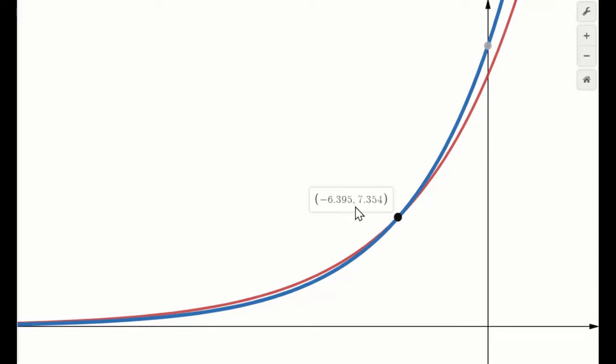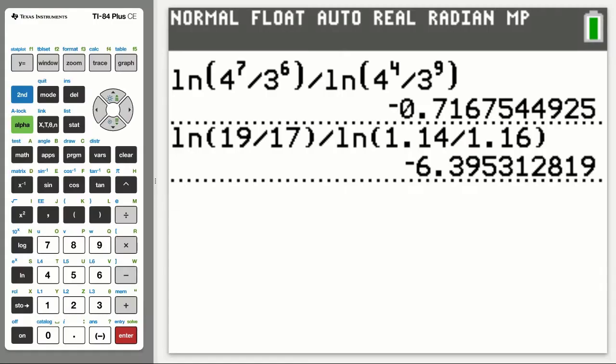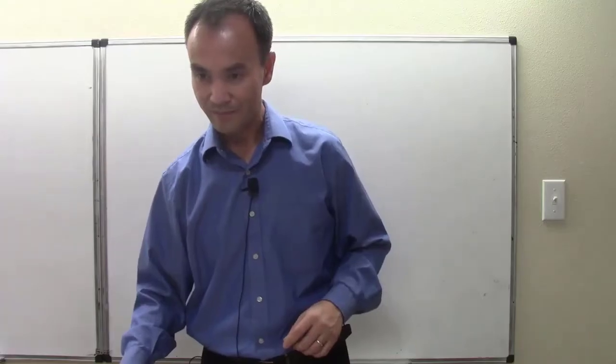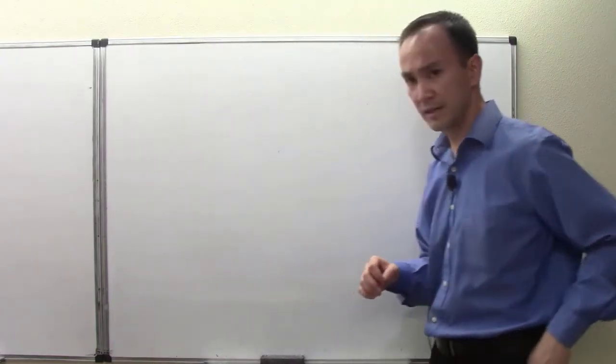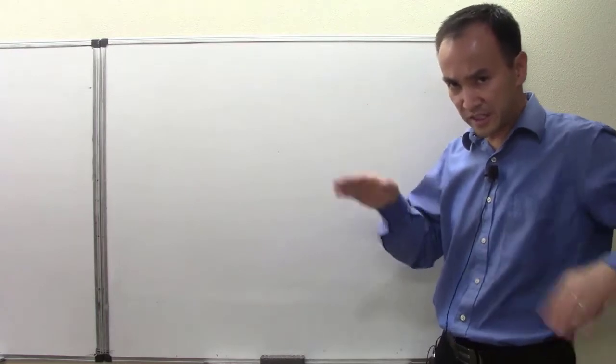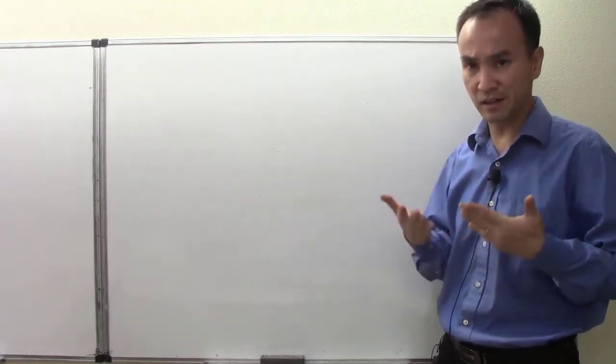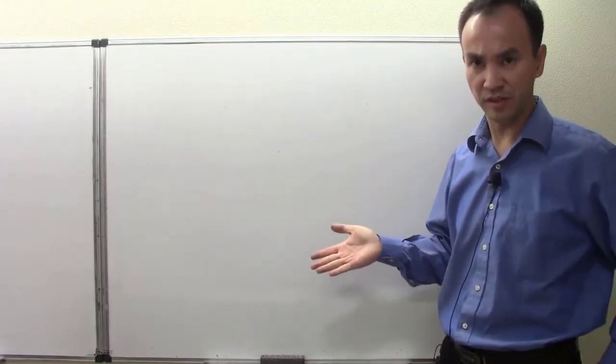All right, so that's the value right there, and that agrees with the calculated value we had on the calculator earlier. Okay, minus 6.395 in 3 decimal places. All right, and so the entire example 1 already demonstrated how we can apply the logarithm into solving exponential equations.